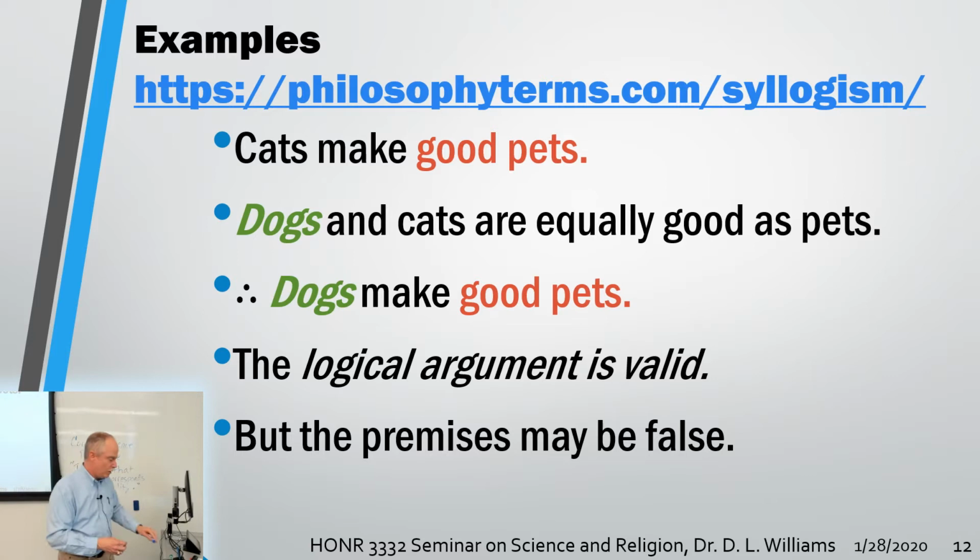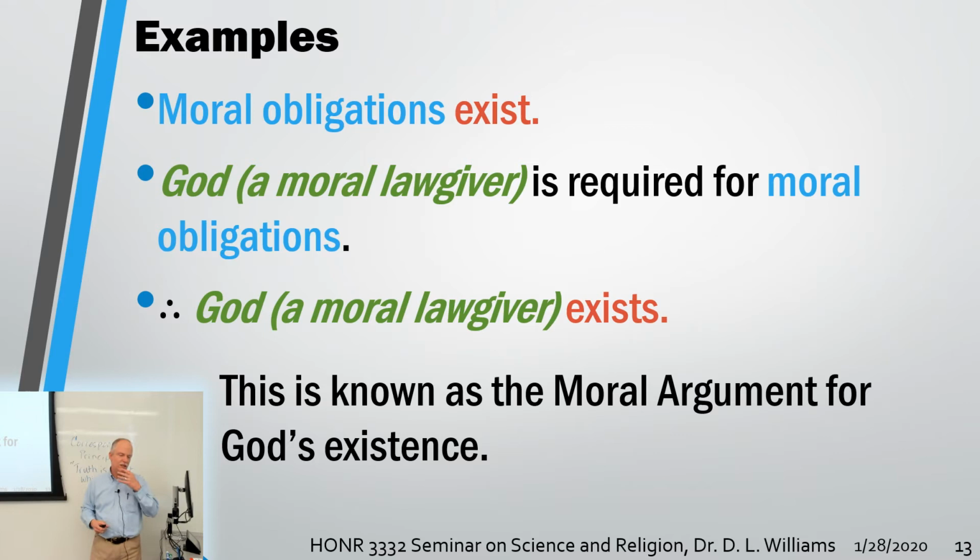Here's an example. This is one that's currently argued all the time, and it goes back, I guess, to ancient times. Moral obligations exist. Okay, that's premise one. God, also known as a moral lawgiver, is required for moral obligations. So that would be premise two. You see, you've got the predicate up there, existence. You've got God, which is the subject of the conclusion, therefore God exists. So you could argue those premises.